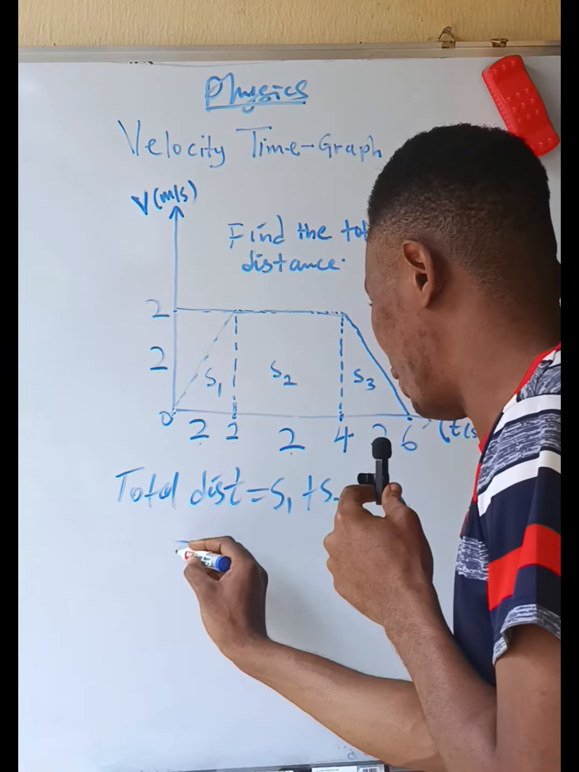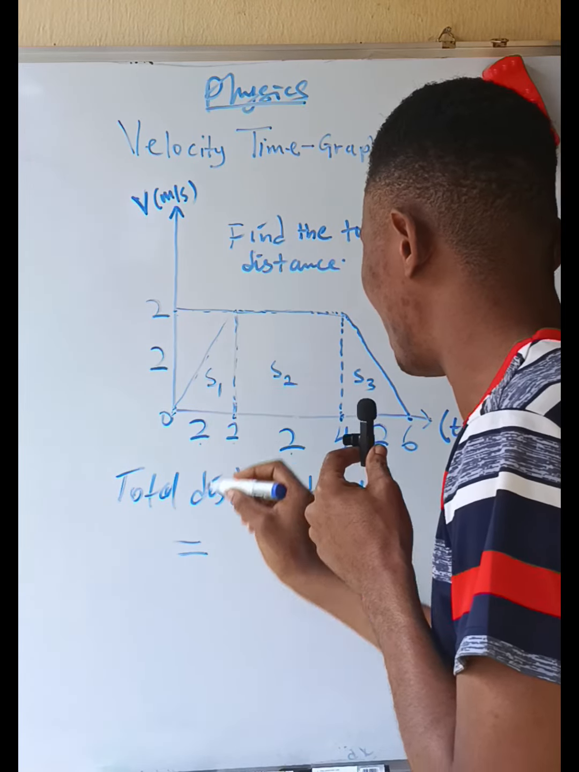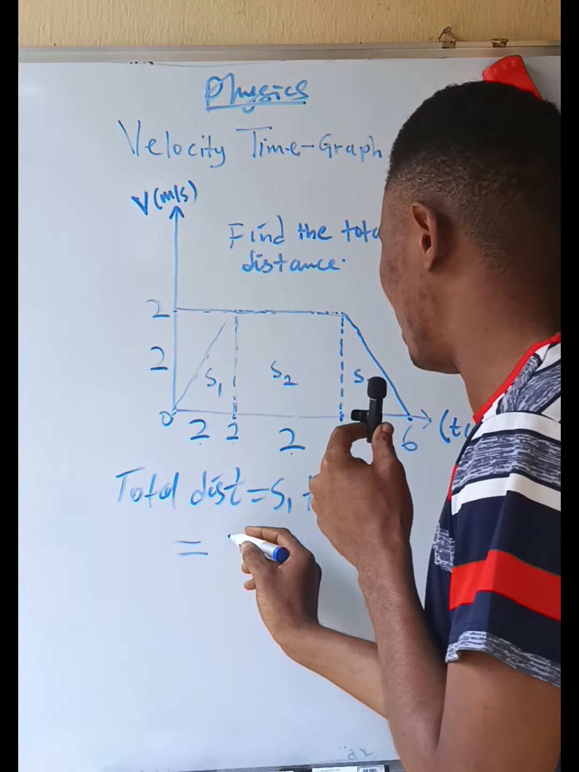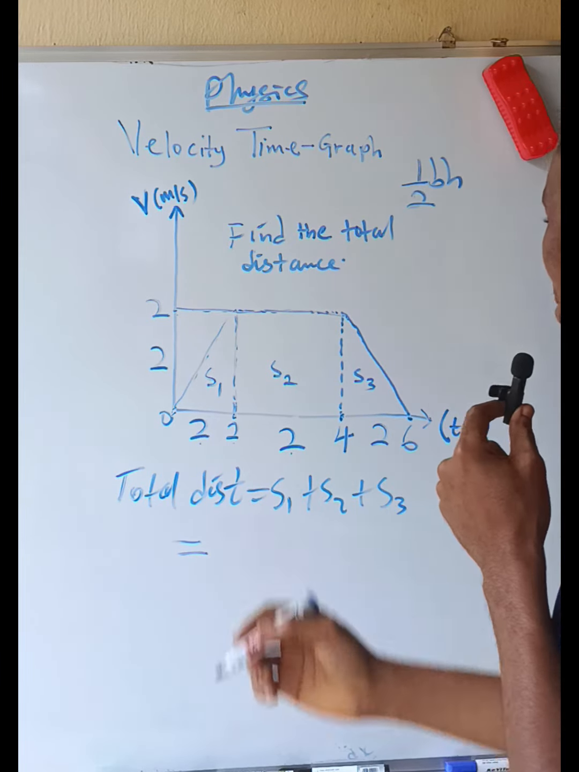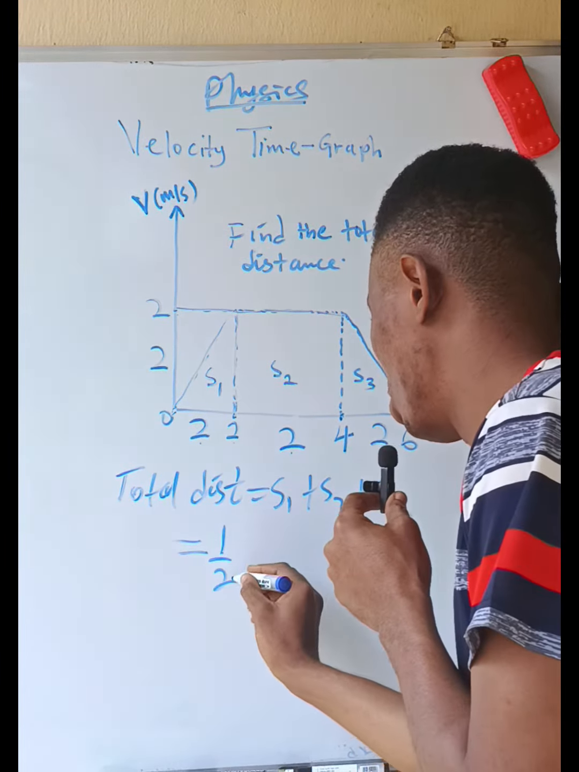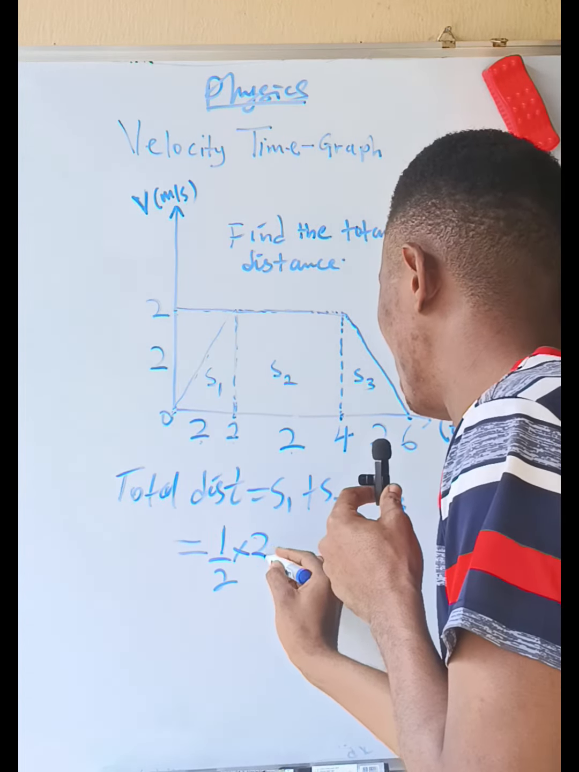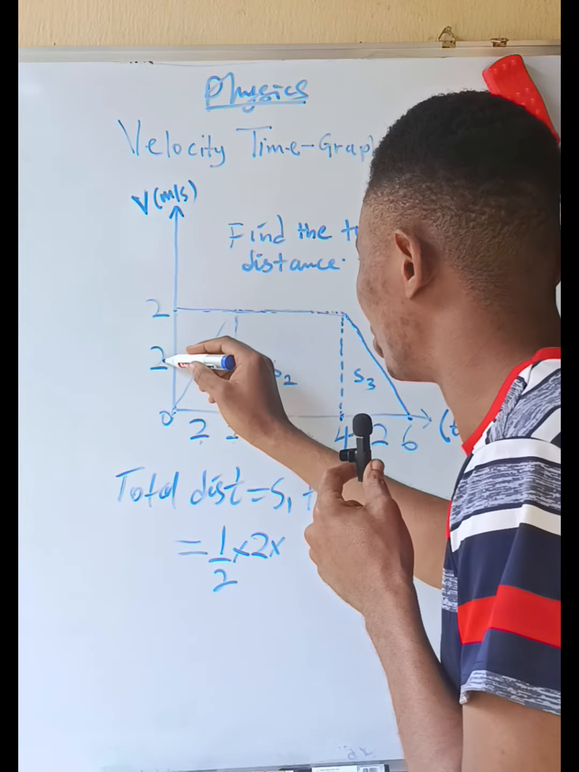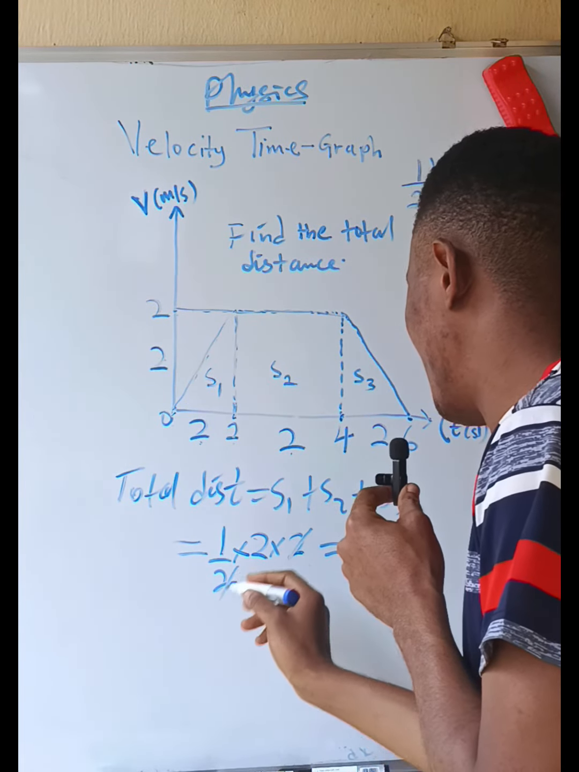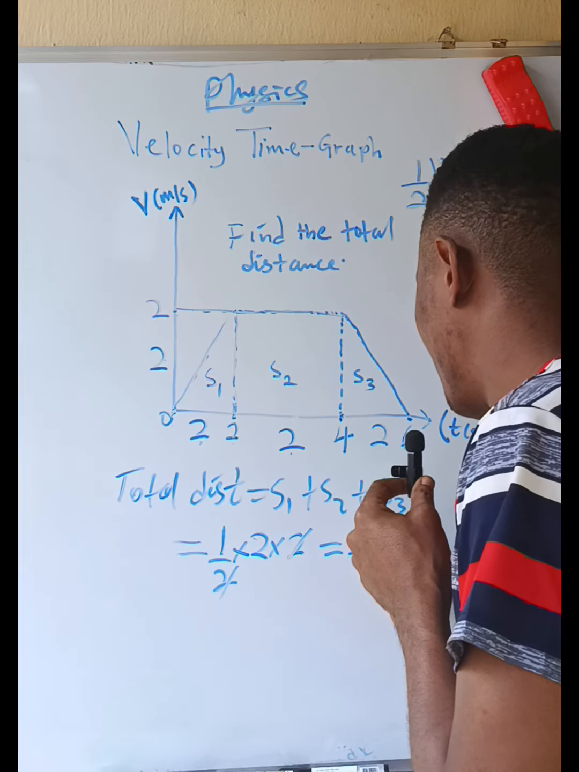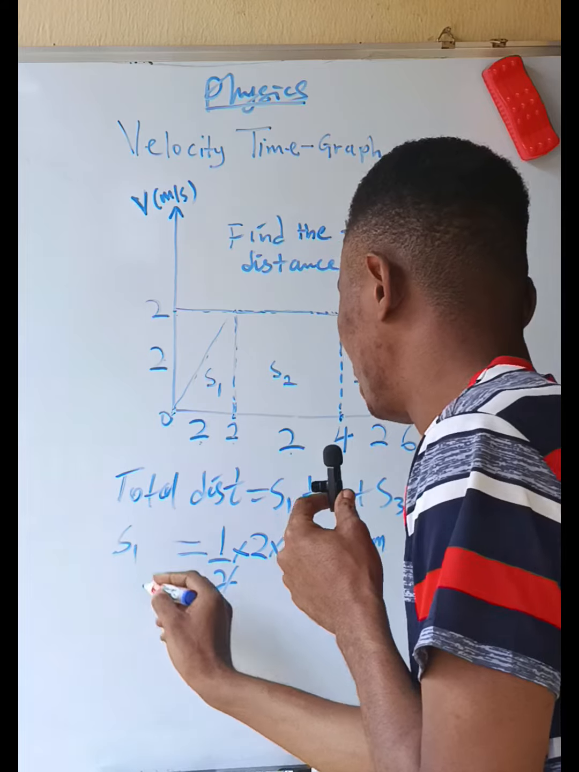So we now proceed. We have S1, this is a triangle. So what is the formula for finding the area of a triangle? That is 1 over 2 base times height. So I'm going to apply the same thing here. So 1 over 2 multiplied by our base, which is what here? From here to here, that is 2. Multiplied by the height from here to here, which is what? 2. So here, the 2s will cancel, so you will now be left with 2. So you have 2 meter for S1.